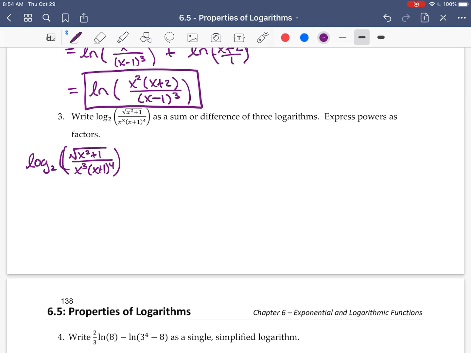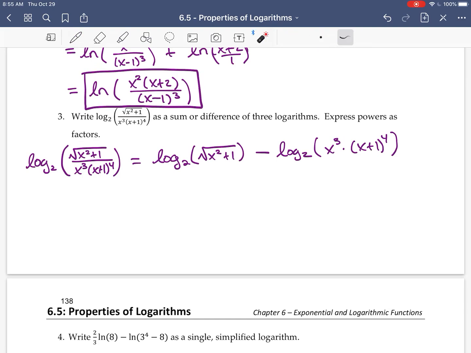So we want to split this up into a bunch of different logs. Okay, so the first thing I'm going to do is I see that I have division here, so I can write that using subtraction. So it's log base 2 of the top, so square root of x squared plus 1, minus log base 2 of the bottom. So that's x cubed times x plus 1 to the power 4.